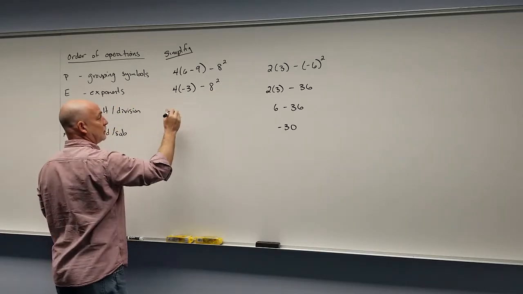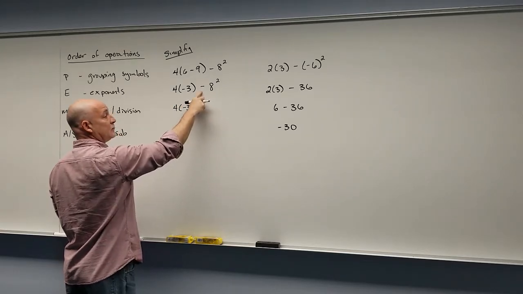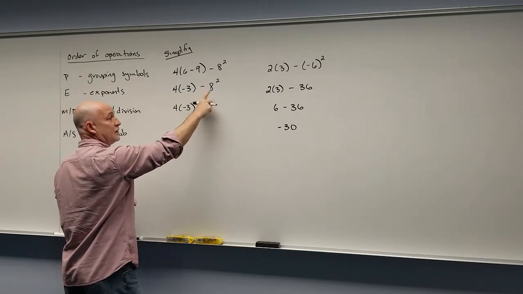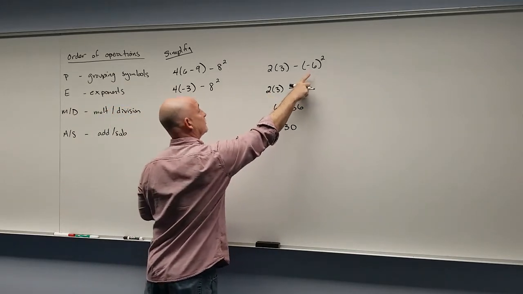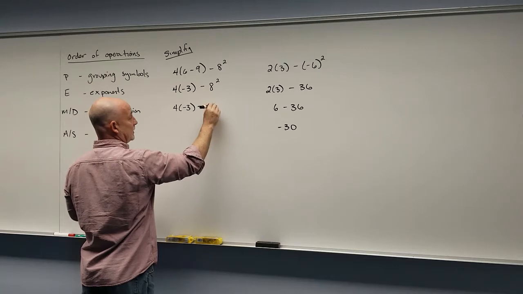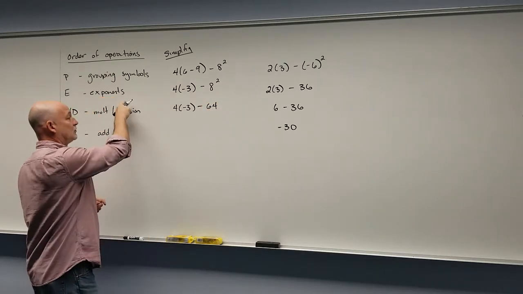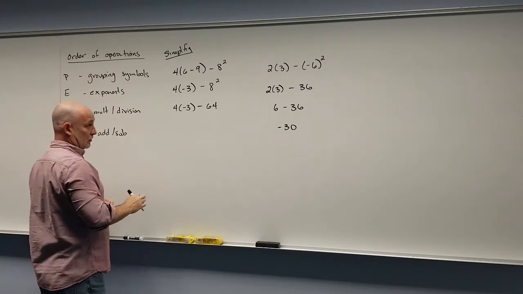We have this exponent out here, so everything else gets copied down the same. Now remember, the negative's not being squared here because it's not inside parentheses, like this negative 6 was being squared, so it's minus. And 8 squared, 8 times 8, is 64. All right, we have no more exponents. Now we have to do multiplication or division.